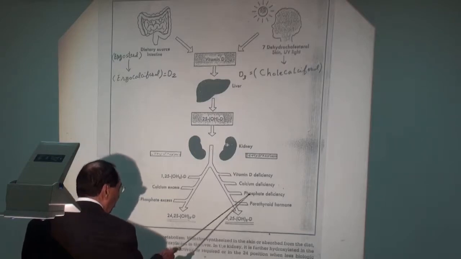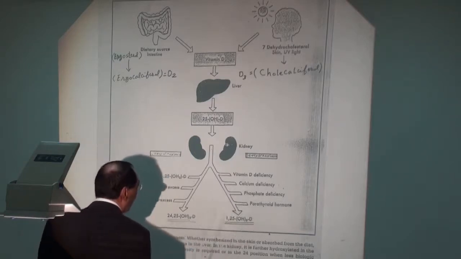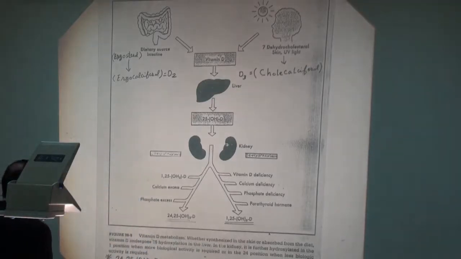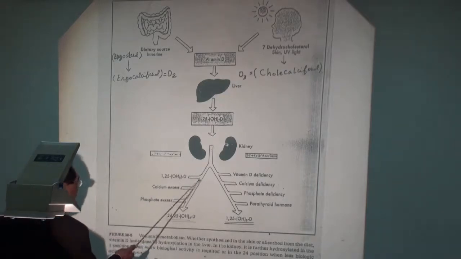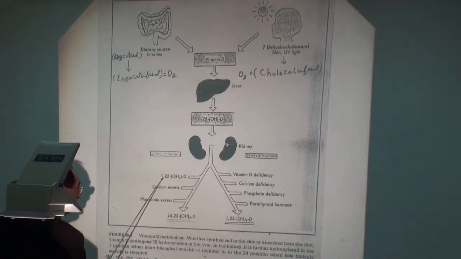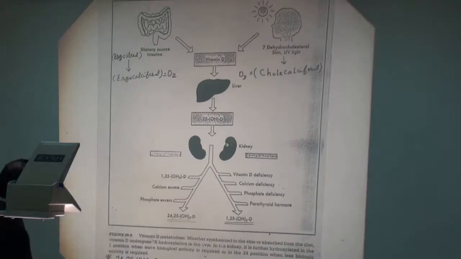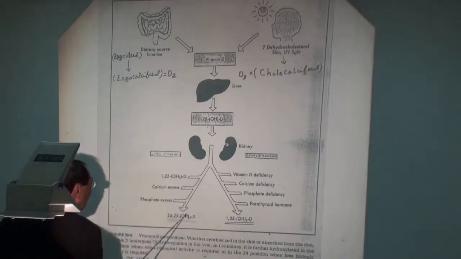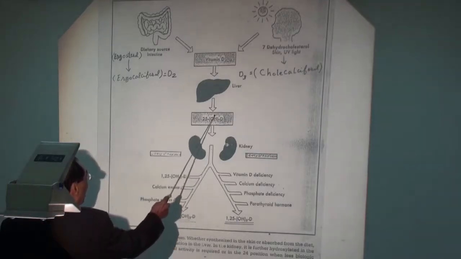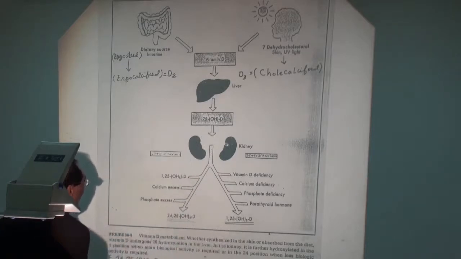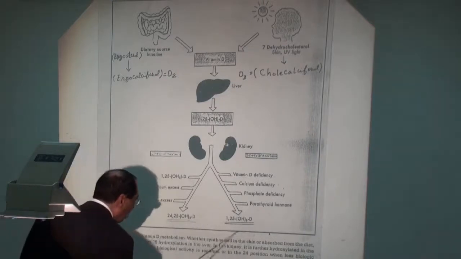If there is vitamin D deficiency, or calcium deficiency, or phosphate deficiency, or parathyroid hormone, 1,25 is produced. But when there is no need, 24,25 is produced, when there is a lot of 1,25, or calcium excess, or phosphate excess. These three derivatives function in the body.